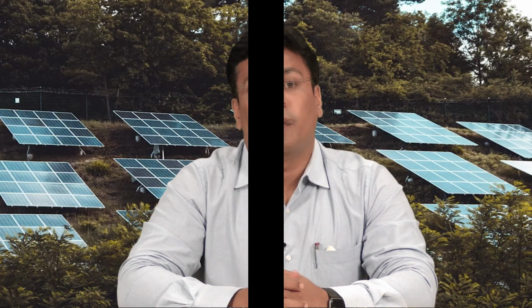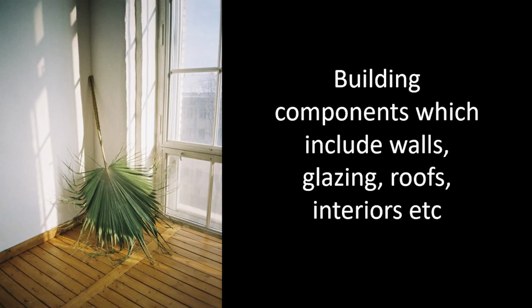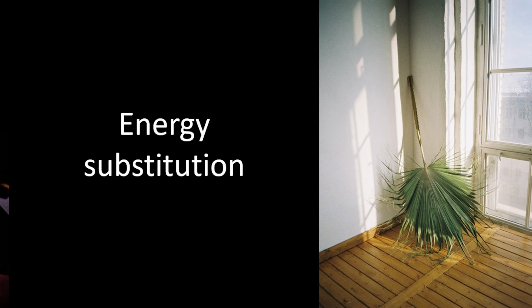Now, some solar building design alternatives. Earlier I have explained all the parameters, design steps, pictorial view and other things. Now, what are the solar building design alternatives? If I talk about alternatives, there are 4 different alternatives in this section: landscape, building form, building component which includes walls, glazing, roofs and interiors, and the last one is energy substitution.